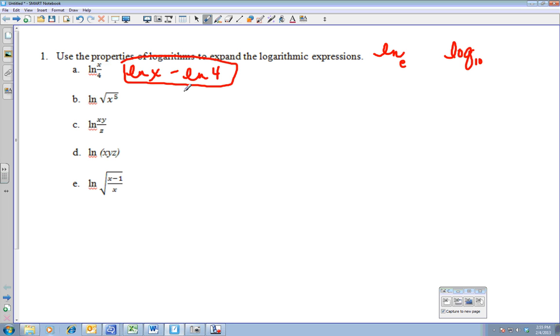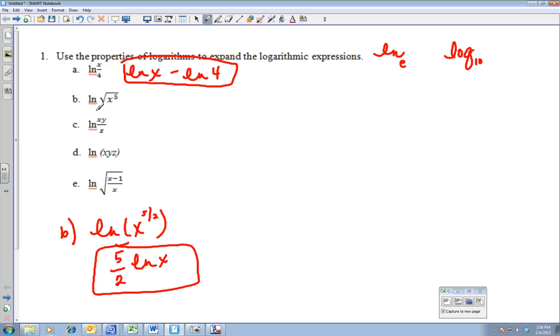On part B, I'm going to write it down here. This can be rewritten as x to the 5 halves. One of our properties says that if I have an exponent, that exponent can be rewritten down in the front of my natural log. So that is going to be 5 halves, natural log of x. And it's 5 halves because 2 is my index number, so x to the 5th, and the square root of that can be written like this.